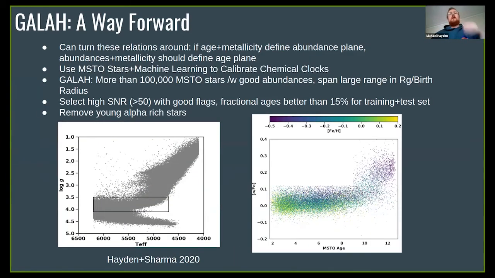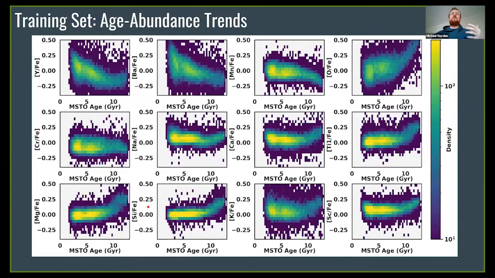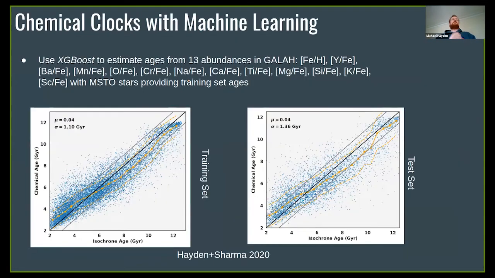So we're turning this idea around. If age and metallicity define an abundance plane, the abundances and metallicity should define an age plane. So we're going to take these turn-off stars that we have good abundances and good ages for, and feed them to machine learning algorithms. We're feeding it these age abundance relations for all these different elements and seeing if it can learn them and get chemical ages out. I'm using XGBoost, which is a decision tree algorithm, and feeding it all these different abundances and ages to see if it can learn.